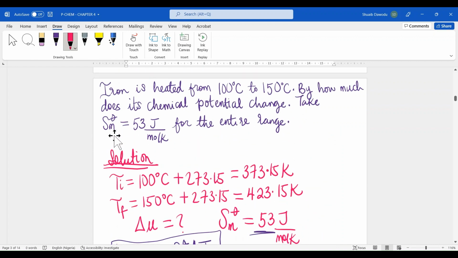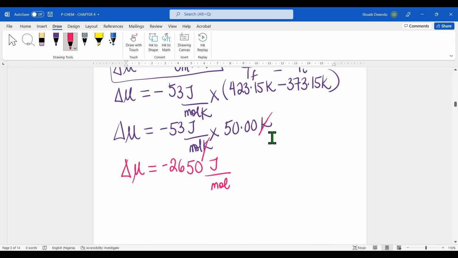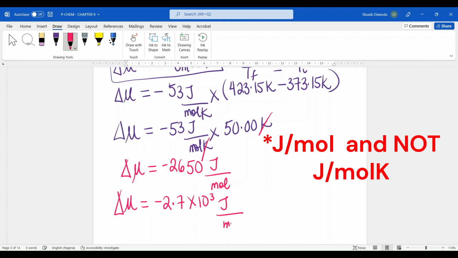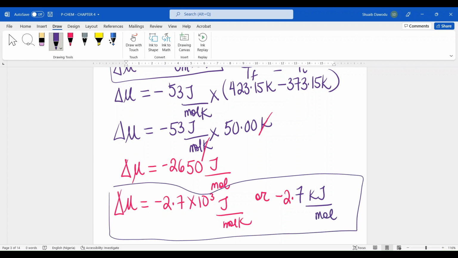This is what you put as the answer. If you're told to put in a specific number of significant figures, maybe two sig figs or three sig figs, for example, if you were told to put this answer in two sig figs, you end up with negative 2.7 times 10 raised to the power of 3 joule per mole, or negative 2.7 kilojoule per mole. So also make sure you pay attention to the proper number of significant figures that you're supposed to put this answer in.